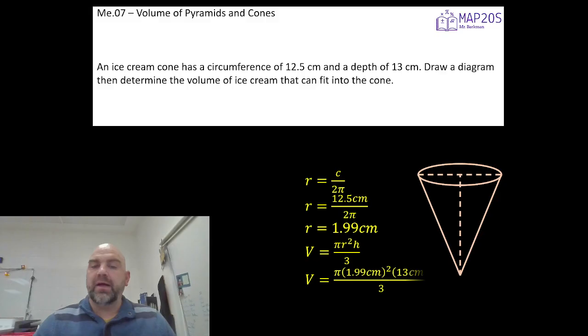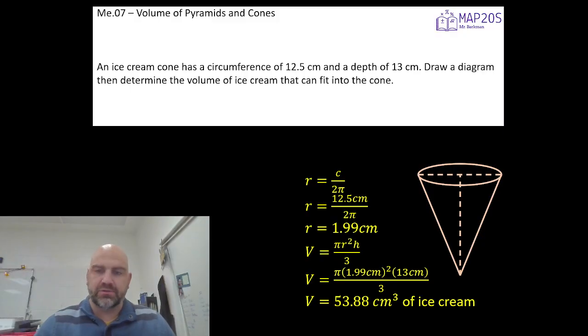I'm going to plug our values in here. We have a radius of 1.99 centimeters. We have a height of 13 centimeters. Okay, that's what we've been given. And when we do the calculations, we do pi times 1.99 squared, squaring the 1.99, and then multiplying by 13, and then finally dividing that all by 3, and you should get a total of 53.88 cubic centimeters of ice cream.